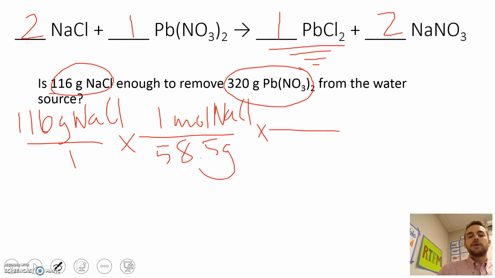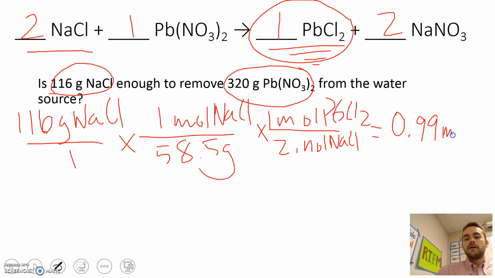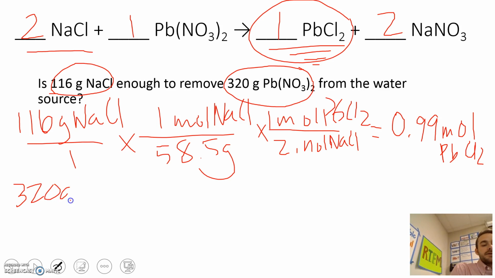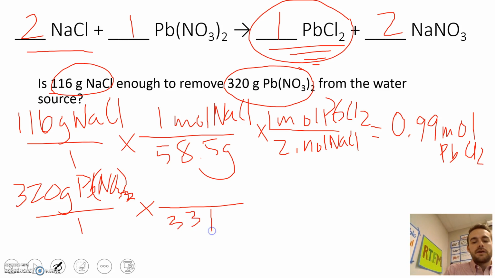So now I'm going to multiply by my ratio that comes from my reaction, 2 NaCl for every 1 PbCl2. So 1 mole PbCl2 for every 2 mole NaCl. And if you do that math, it says that I could create 0.99 mole of PbCl2. All right. In order to figure out if that's the limiting, we have to convert the other reactant into products. So we're going to convert lead nitrate. Sorry for the terrible handwriting. We're going to go ahead and convert that. So I'm going to divide by its molar mass, which is 331 for every 1 mole.